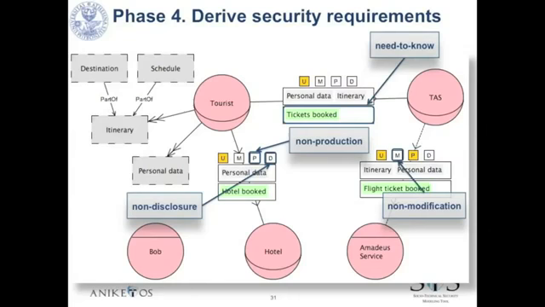Similarly, since our second source of security requirements is the security needs specified in the authorization view, whenever we have an expression of security needs, say when the tourist requires need to know of his personal data and itinerary for tickets booked, it expects TAS to respect that, so that we'll use personal data and itinerary only for tickets booked. And when TAS requires non-modification of itinerary and personal data of tourists, Amadeus service is responsible to achieve that, and so on.